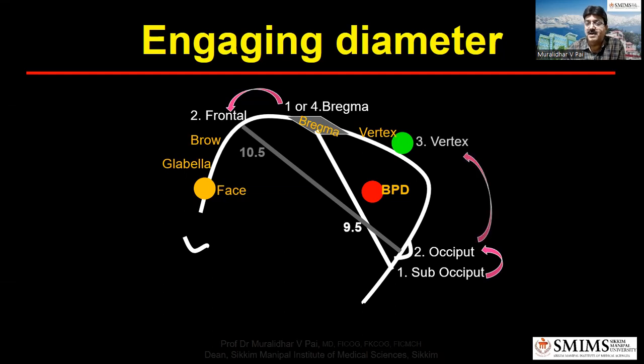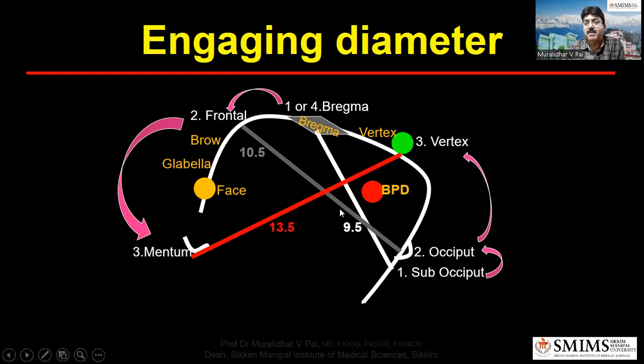Now I move one point from occiput. What is the next point I get? I get here is vertex. So when I move from here, what do I get? The next point is the mentum. So I join these two lines, 3 and 3. I get mento-vertical. What is there in between? Brow. So brow is 13.5. Do you think it delivers? Even 10.5 is not delivering. How can 13.5 deliver? So brow, there is no mechanism of delivery at all.